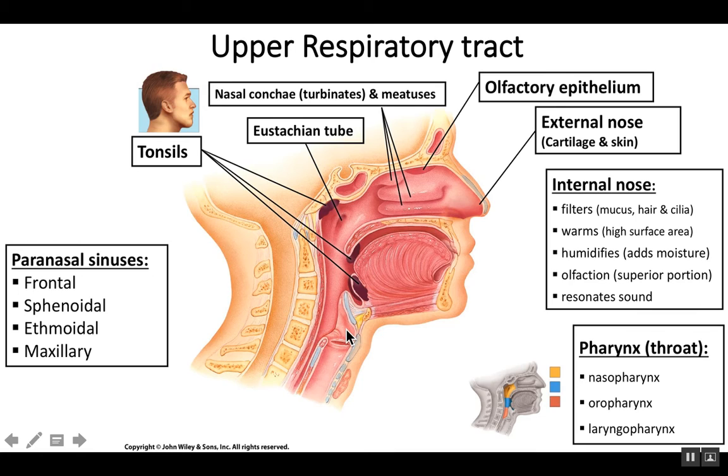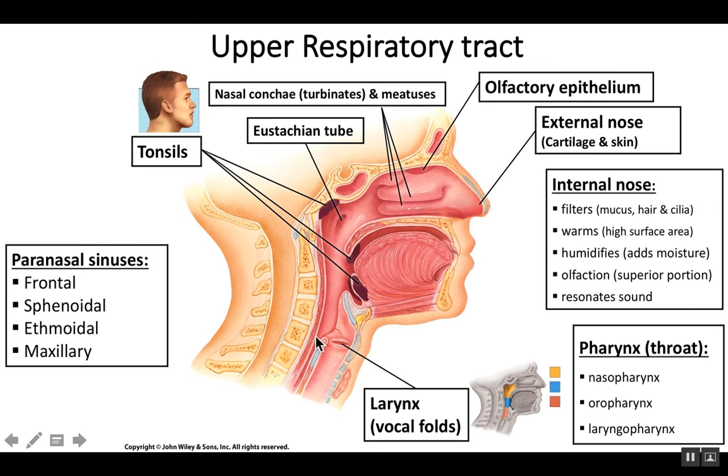If we are ingesting food or drink, that food or drink will need to go into the esophagus, located behind the larynx and trachea. So in order to prevent that food or drink from going down the respiratory tract, there is an epiglottis located right here. That epiglottis prevents food and drink from going down the respiratory tract.